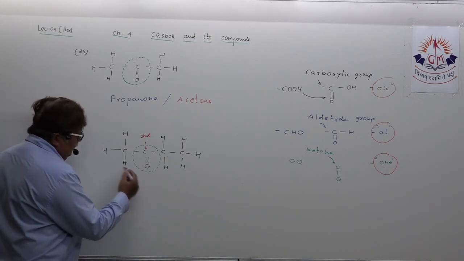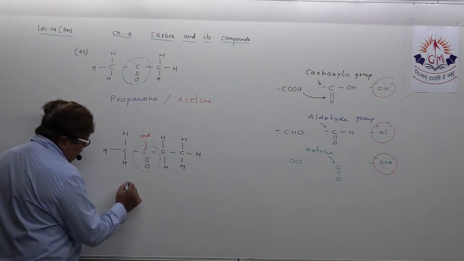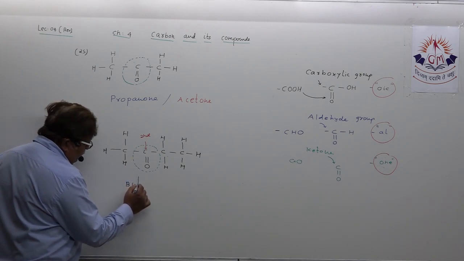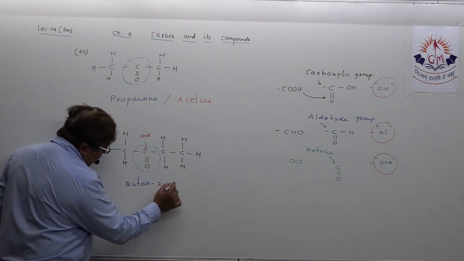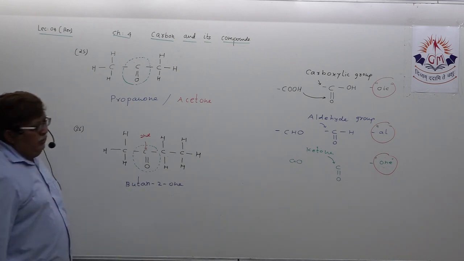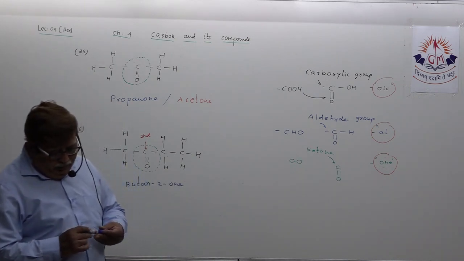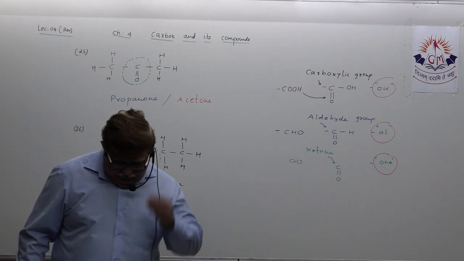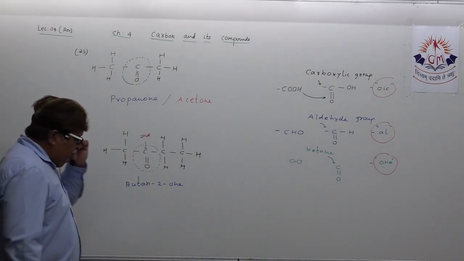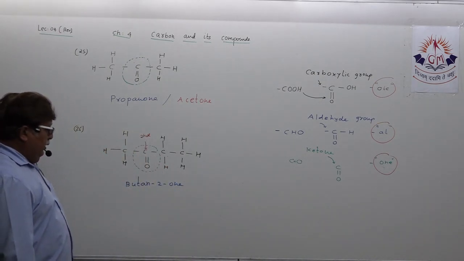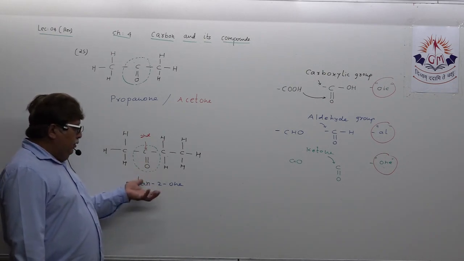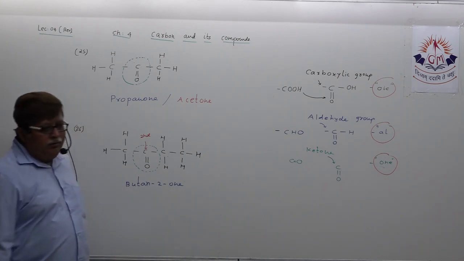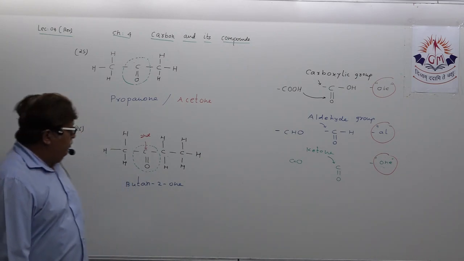So I can name it this way: butane-2-one. Understand? Butanone. Butane-2-one. This way also the compound can be named, dear student. Actually, it is butanone. Either you can write 2-butanone or you can also write butane-2-one. Understood?